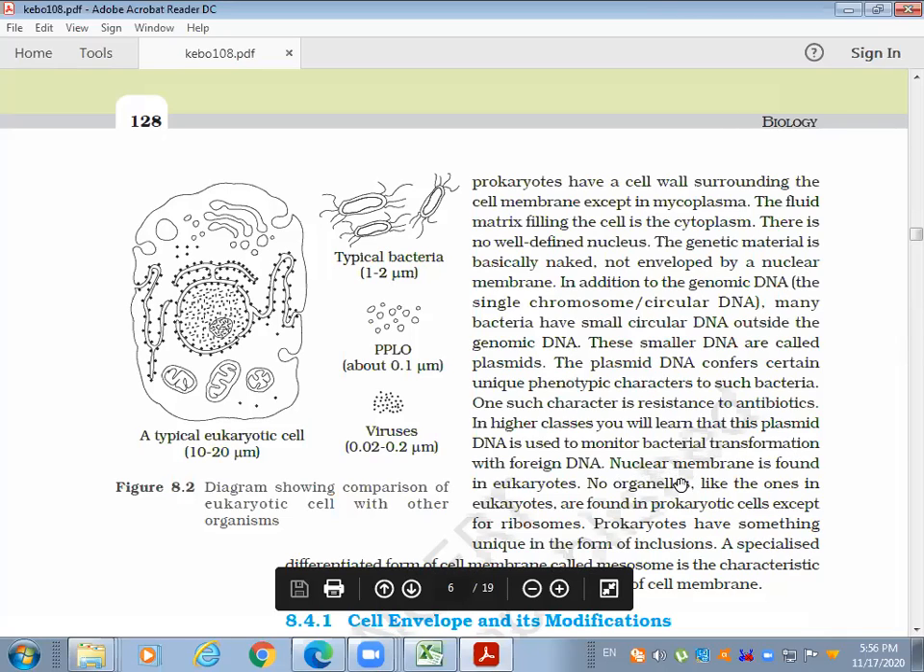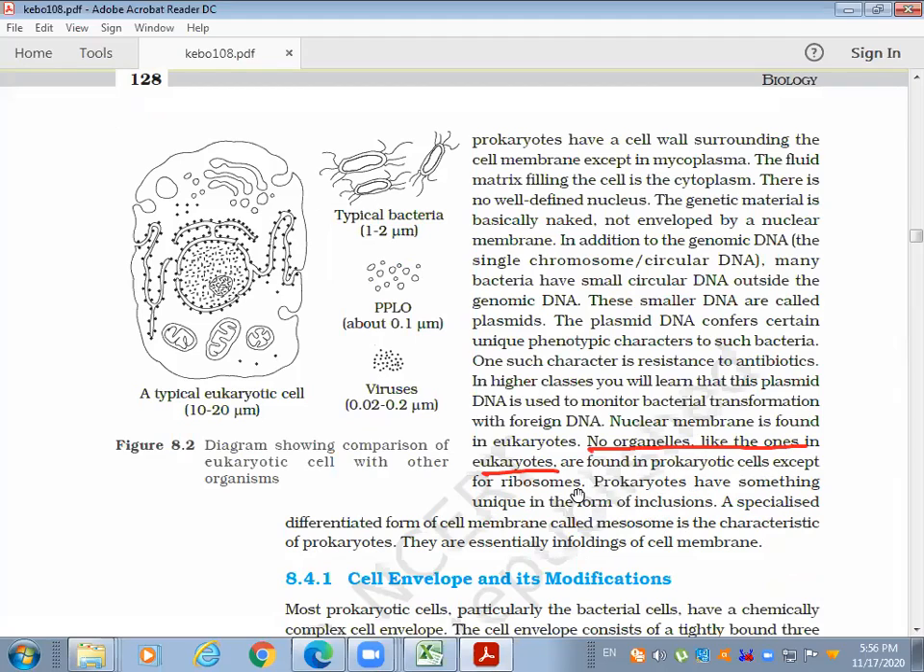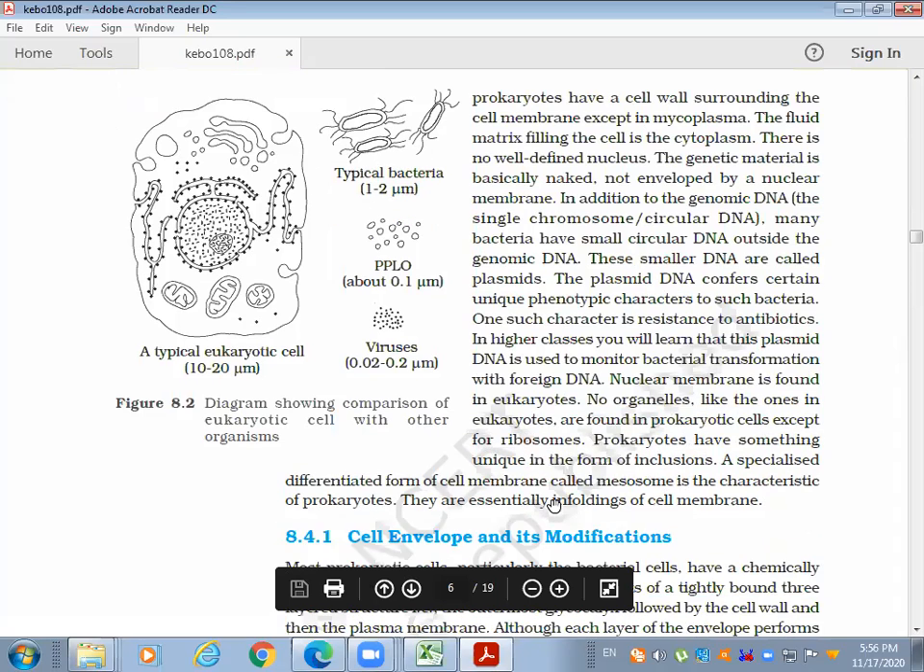Nuclear membrane is found in eukaryotes. No organelles like the ones in eukaryotes are found in the prokaryotic cell except for ribosomes. The prokaryotes have something unique in the form of inclusions.